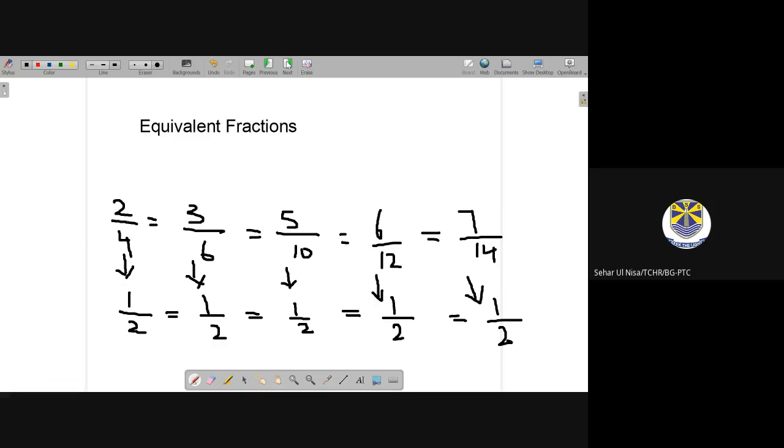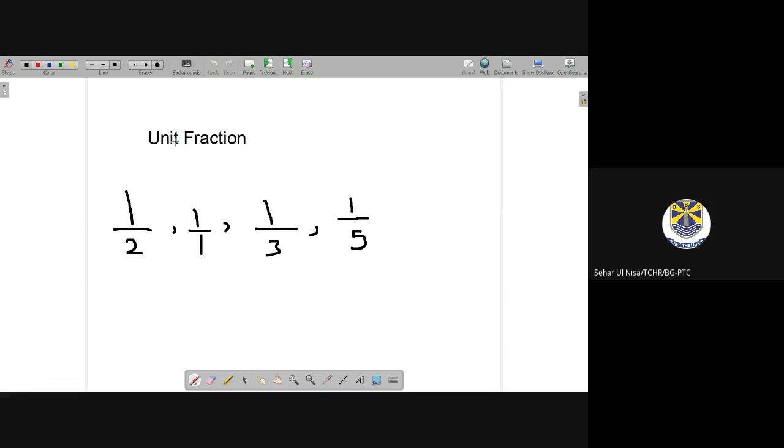Okay, after that, unit fraction. Unit fractions are such fractions where the numerator is 1. If the numerator is 1, you will say that it is a unit fraction. For example, 1 by anything, 1 by 7, 1 by 6. Any fraction that has a numerator 1, you will say that it is a unit fraction. Is that clear?